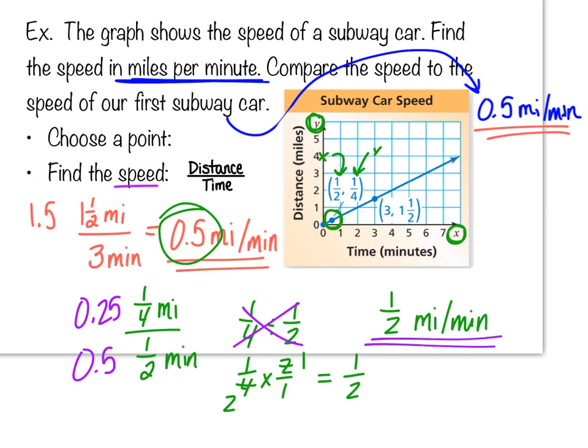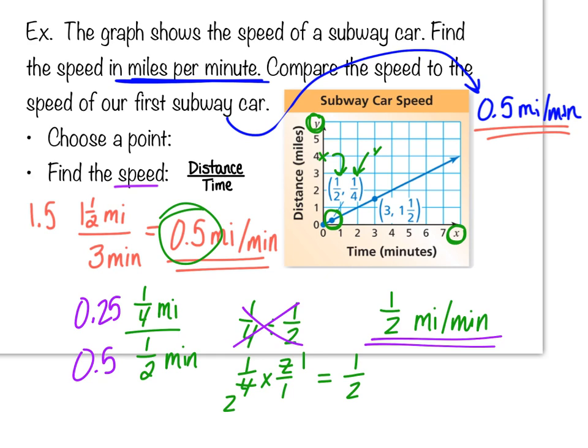And why do we get the same answer? Because this is a line. So no matter what point I use on this line, it's going to be the same because it's constant. It's a constant rate of change here. The subway car, no matter where you're at, is going the same speed.